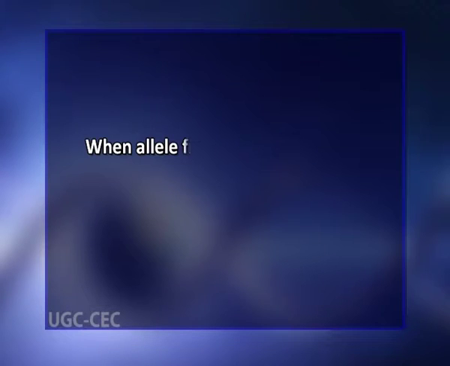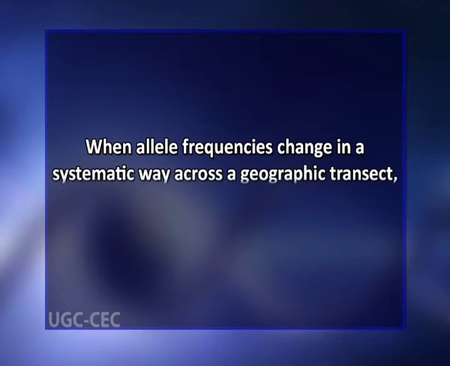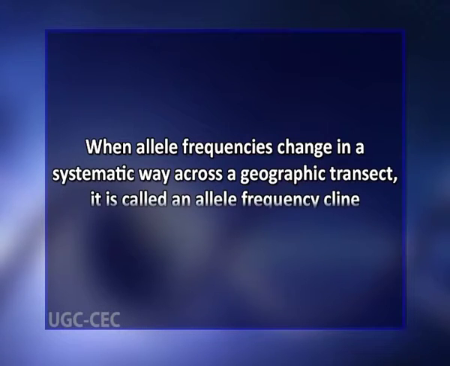In some cases, the spatial variation shows clear patterns or trends across geographic space. When allele frequencies change in a systematic way across a geographic transect, we call this an allele frequency cline. Often clines are associated with changes in physical attributes in the environment, such as temperature or water availability.